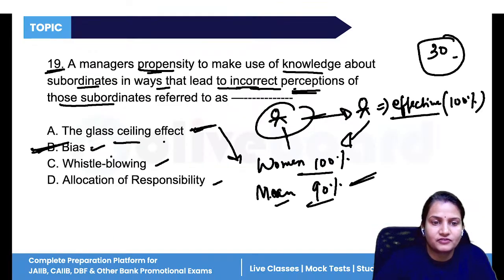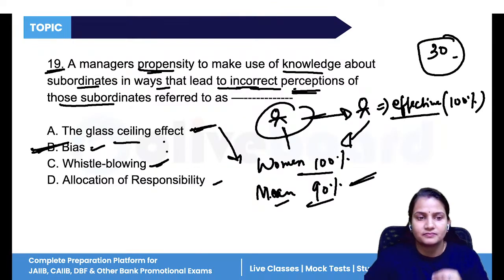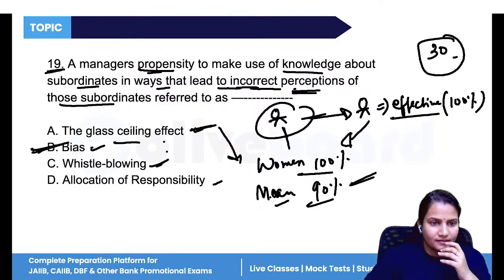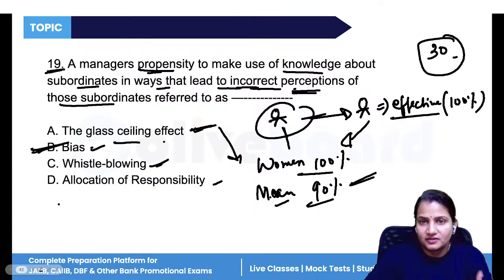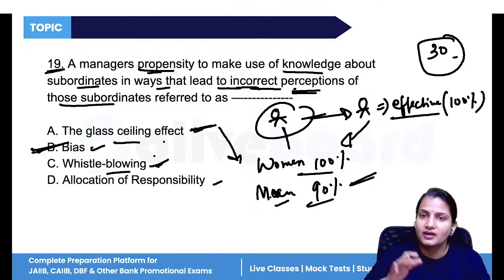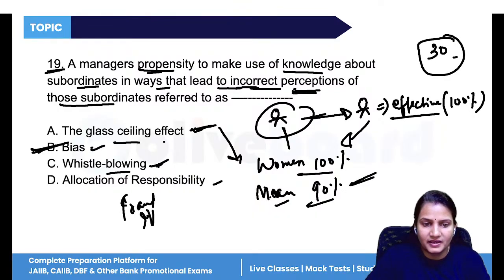And next is whistleblowing. So what is whistleblowing? Whistleblowing means a person who blows a whistle. All right, this is the normal meaning. Now, a person blows a whistle when a person has seen any kind of misconduct in the company, any kind of fraud or illegal work happening in the company.